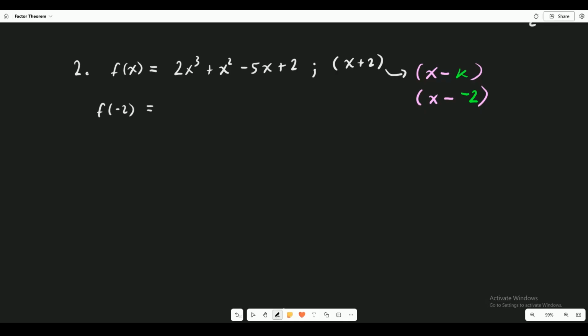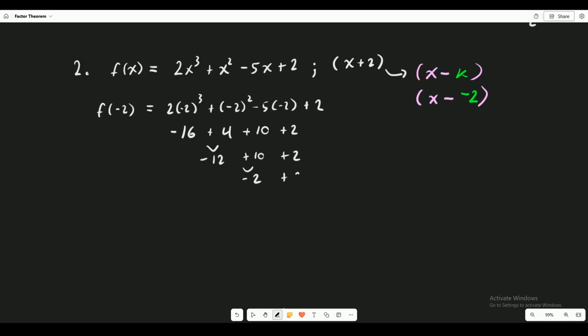All right, let's find out if we get 0, because if we get 0, then x plus 2 is a factor. So 2 times negative 2 cubed plus negative 2 squared minus 5 times negative 2 plus 2. I know that negative 2 cubed is negative 8, so 2 times negative 8 is negative 16, plus negative 2 squared is 4, negative 5 times negative 2 is a positive 10, plus 2. This is negative 12 plus 10 plus 2. This is negative 2 plus 2 is equal to 0. All right. Therefore, by the factor theorem, we can confirm that x plus 2 is in fact a factor.